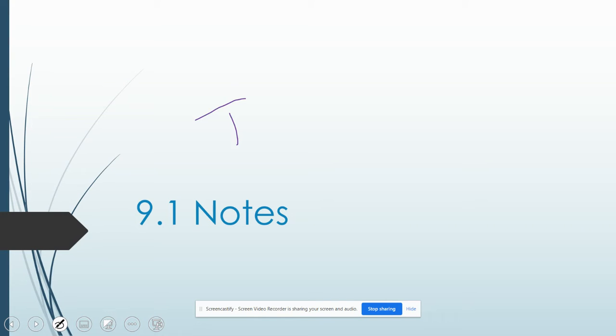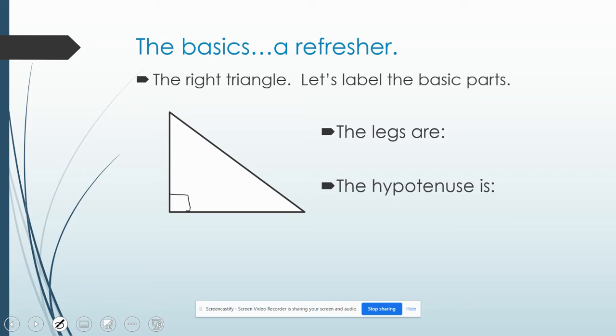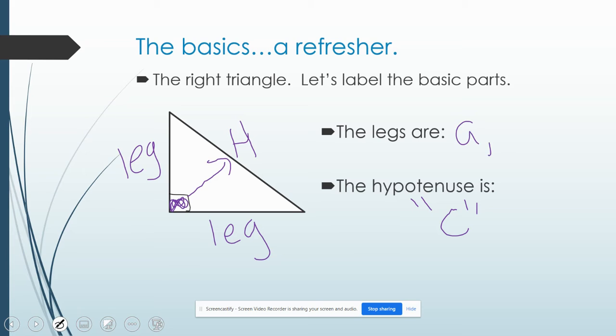Welcome back, everybody. We are going to start section 9.1 today, which starts our trigonometry unit. Starting with the right triangle basics, just going over the fact again that your right angle and the side opposite is always your hypotenuse. We label our hypotenuse as side C. The other two sides are called legs, and those are your A and your B in Pythagorean theorem.